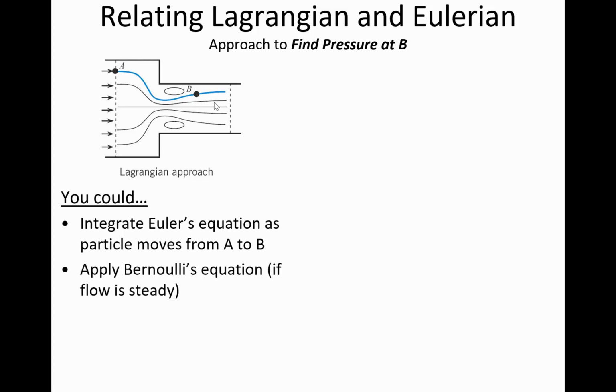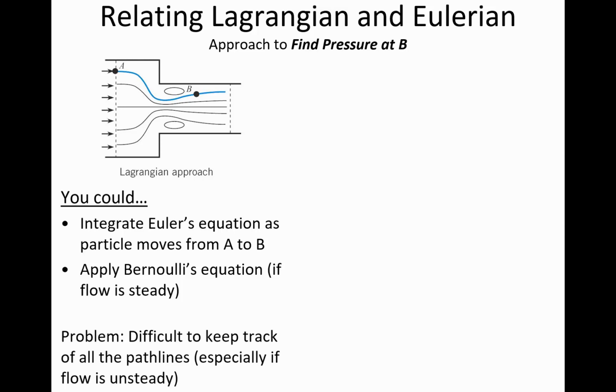Maybe more generally, what we would think is that this is a Bernoulli's problem. If we have steady flow and we're applying it along a streamline for an incompressible fluid, then Bernoulli's equation would say that because the velocity increases, the pressure is going to decrease. And so that would be another approach to finding the pressure at B. And that would be not just looking at an individual particle, but it would be looking at the system as a whole.